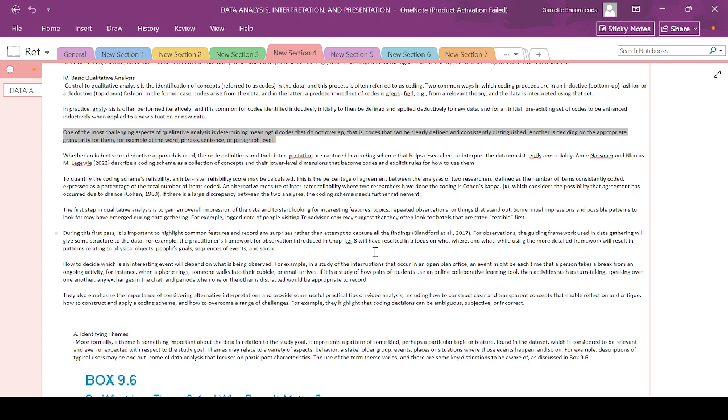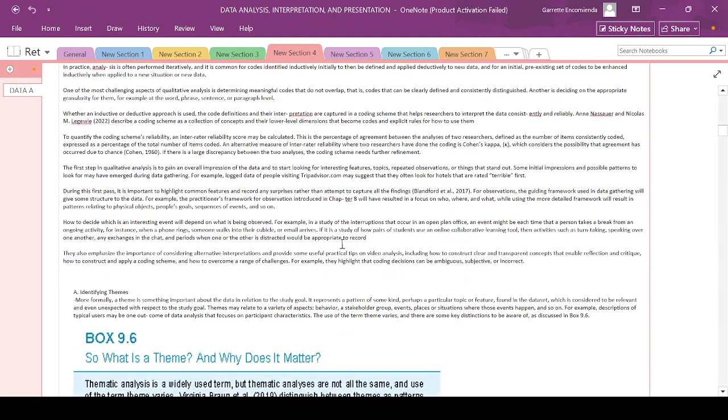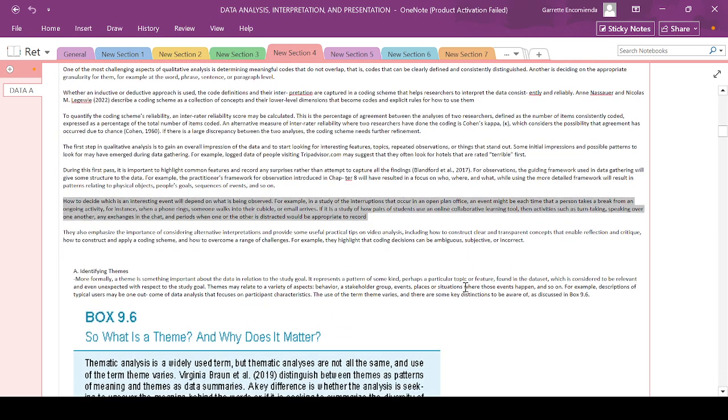How to decide which is an interesting event will depend on what is being observed. For example, in a study of the interruptions that occur in an open plan office, an event may be each time that a person takes a break from an ongoing activity, for instance, when a phone rings, someone walks into their cubicle, or email arrives. If it is a study of how pairs of students use an online collaborative learning tool, then activities such as turn taking, speaking over one another, any exchange in the chat, and periods when one or other is distracted would be appropriate to record.